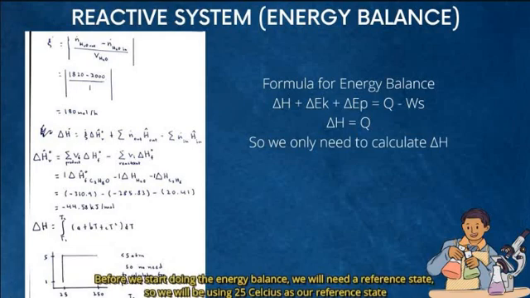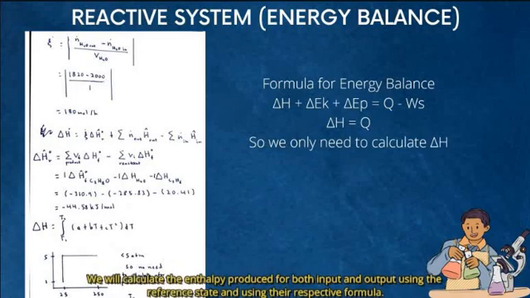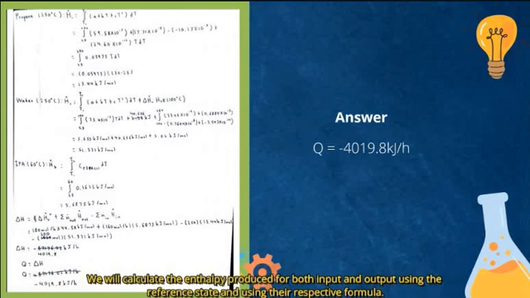Before we start doing the energy balance, we will need a reference state, so we will be using 25 Celsius as our reference state. We will calculate the enthalpy produced for both input and output using the reference state and using the respective formula.